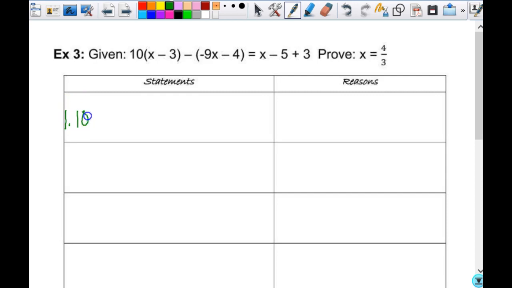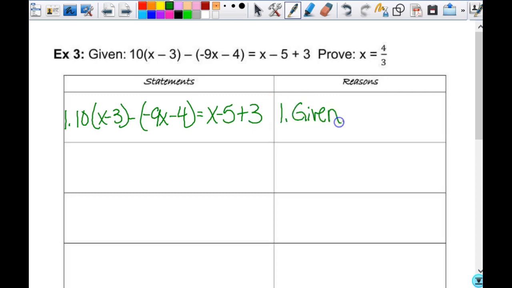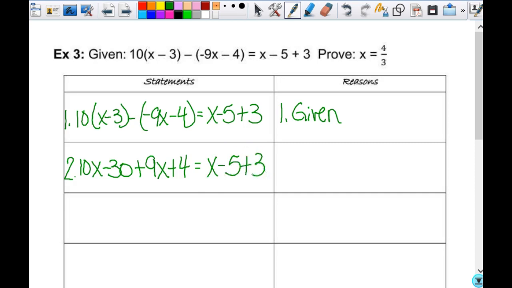So I've got 10 times x minus 3 minus negative 9x minus 4 equals x minus 5 plus 3. So that is my given. We decided that we were going to go ahead and distribute first. So I'm going to get 10x, then what? Minus 30, then what? Plus 9x, very good, plus 4 equals x minus 5 plus 3. I can't do anything with that yet, even though it's easy and we're capable of it.